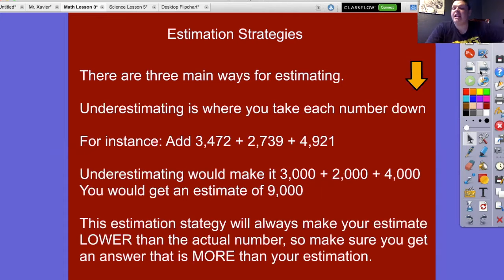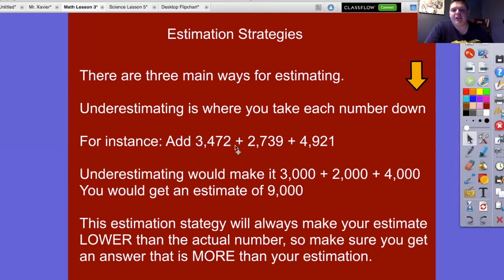Next one is underestimating. Underestimating is where you take each number down and you go under. So for instance, add 3,472 plus 2,739 plus 4,921. Those are big numbers. I want to estimate them. So underestimating, you just take the first number and you keep it. And then you turn all the rest into zeros.